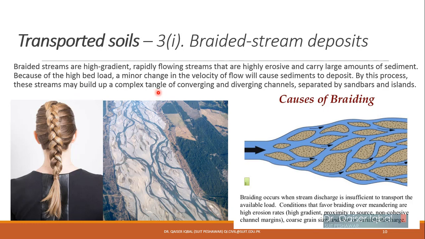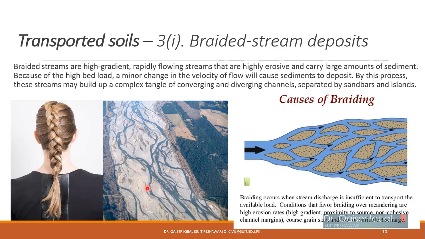The things which are jumbled together are known as tangled. So a complex tangle of converging and diverging channels separated by sandbars and islands. These are sandbars and islands, you can see, and these are all the channels. The flow is entering over here and becoming a braided stream, and you can see a lot of islands being made over here, just like you can see in the figure.